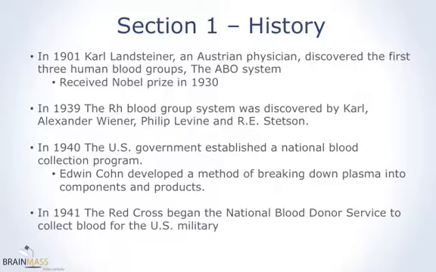In the 1940s, the U.S. government established a national blood collection program, and a physician named Edwin Cohn developed a method of breaking down plasma into components in different products, such as platelets and fresh frozen plasma. In 1941, the Red Cross began the National Blood Donor Service to collect blood for the U.S. military. It must be noted that most blood banks until about the 60s were developed mainly for use by people injured during war.